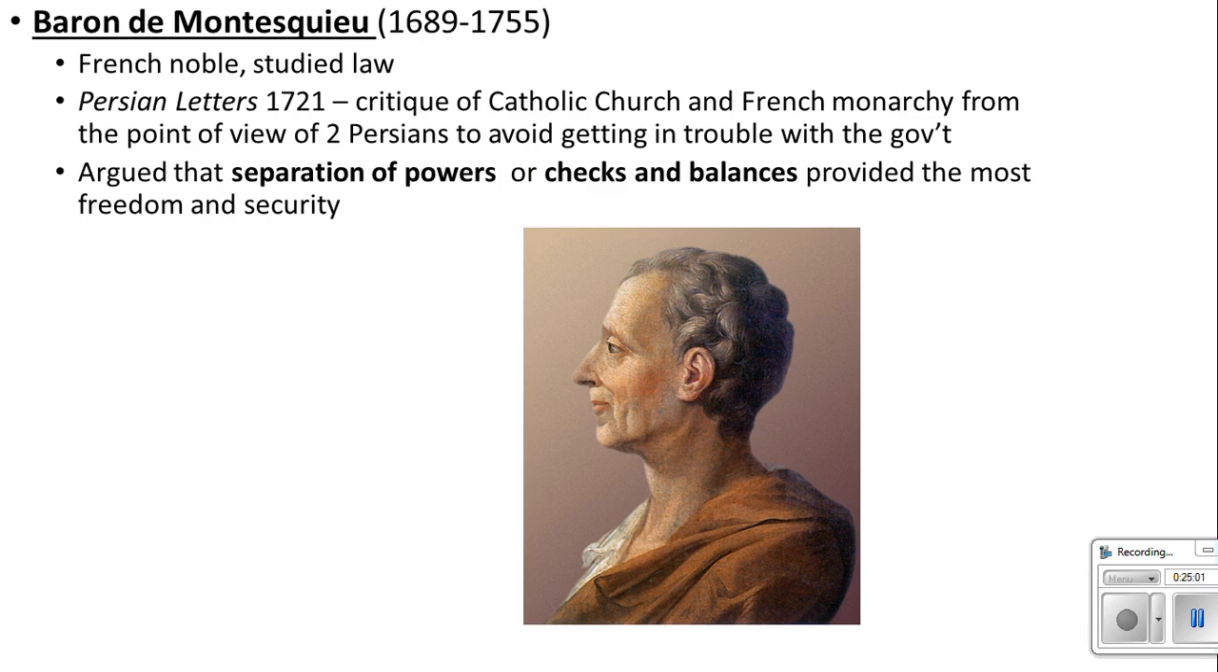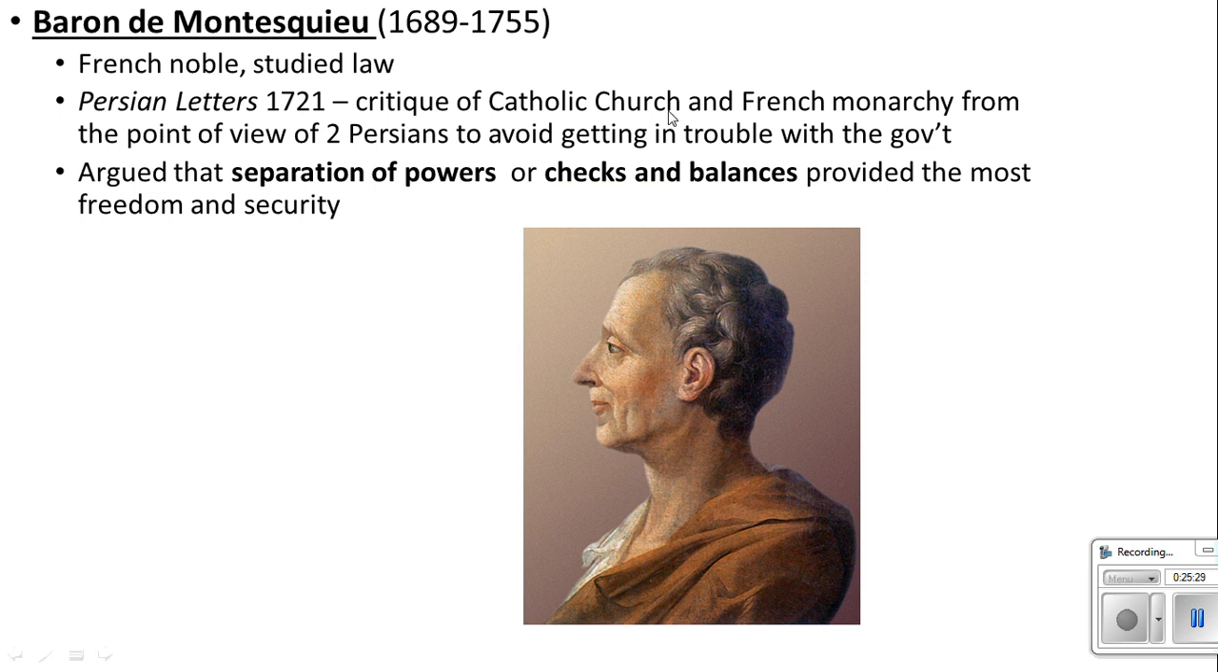Baron de Montesquieu, French nobleman and a student of the law. He is famous for the writing of the Persian Letters in 1721, in which he actually critiqued both the monarchy and the Catholic Church. But he actually wrote it from the point of view of these two Persian gentlemen, these two Muslims visiting France, and published it under a pen name to avoid getting in trouble with the government.